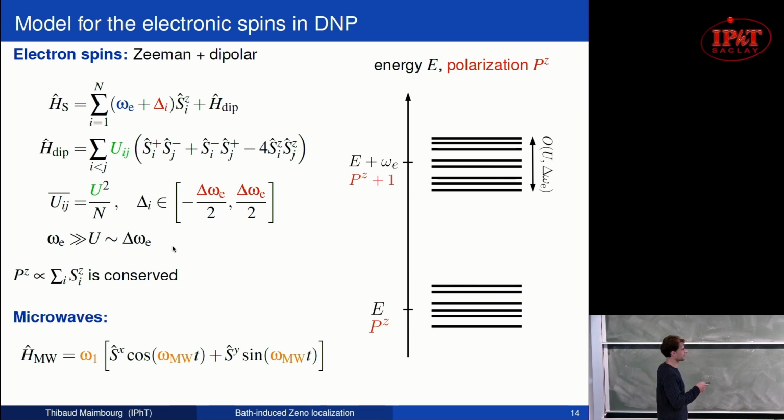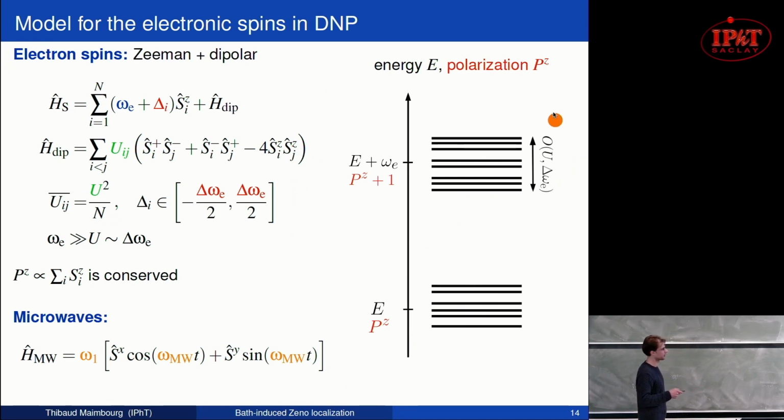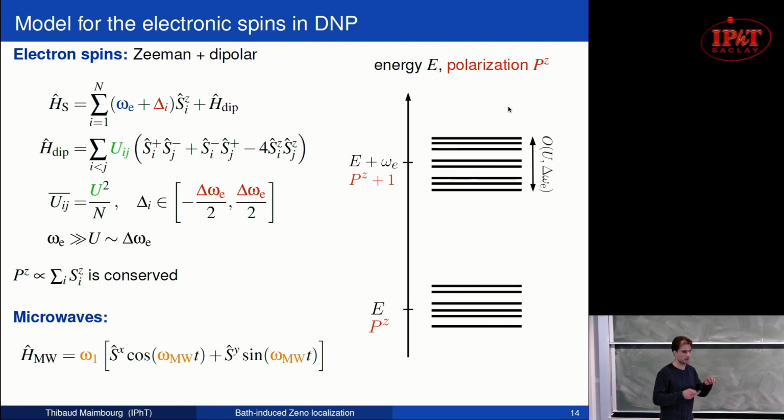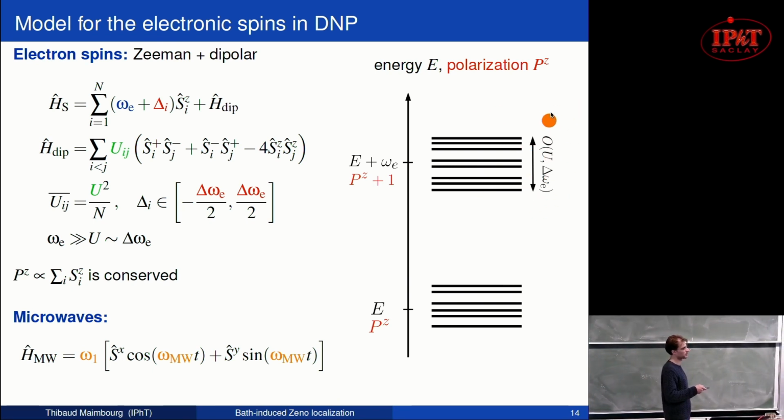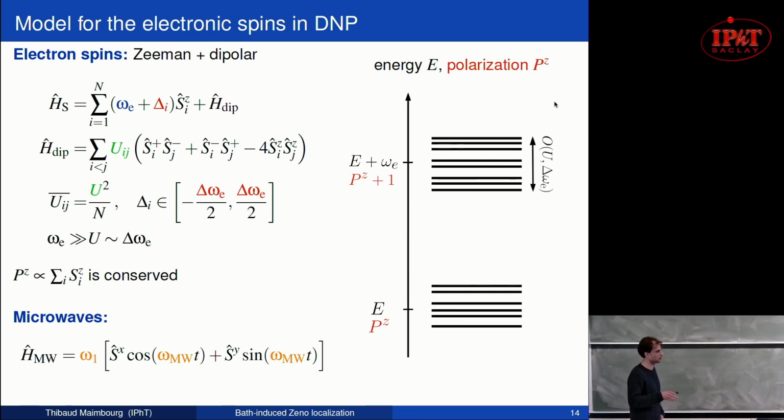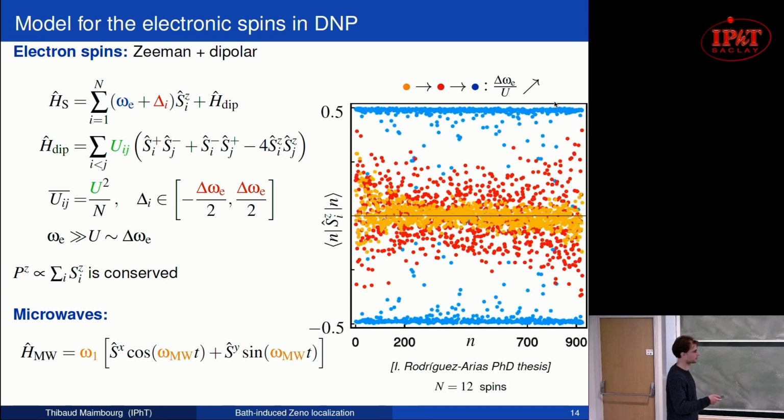So what this Hamiltonian of the spins alone means is that if you look at the spectrum, it looks like that. You have packets of given polarization. And if you flip a spin, you get an increase of basically omega_e in energy. So you will go from this sector of polarization to the upper one here. And within each sector, it's a many-body system, so you have a large number of energy levels with a spread that is basically given by the interaction and the disorder. So that's what it looks like.